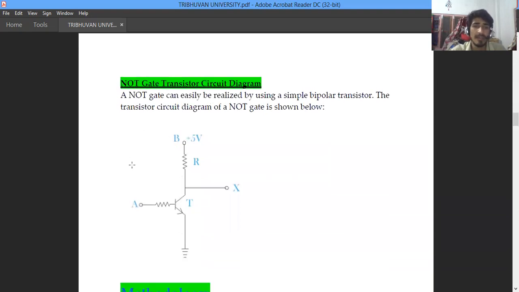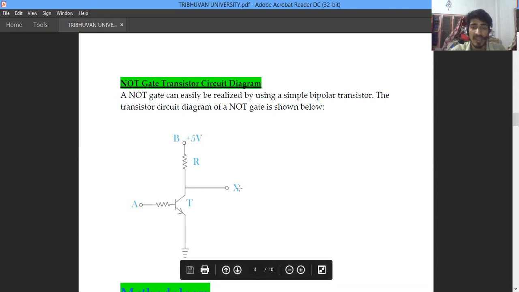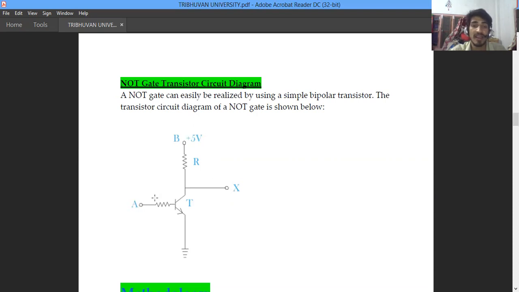Here is a 5 volt VCC supply, connected to the resistor, and this is the point A, and this is the simple bipolar transistor, and this is the output where we measure the corresponding input.